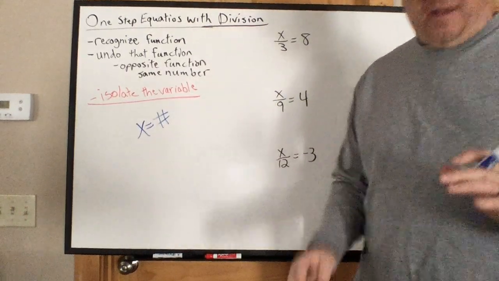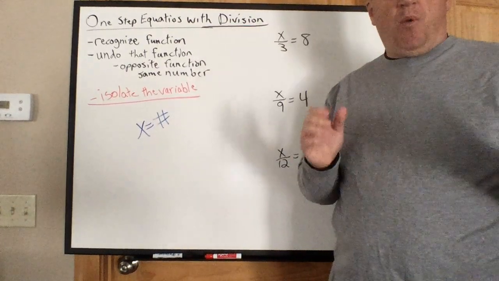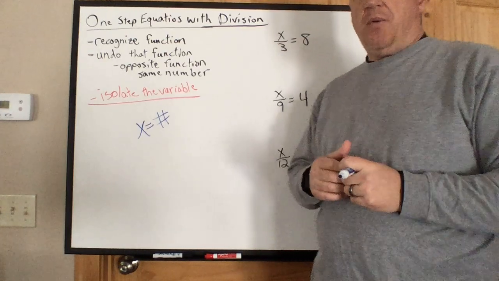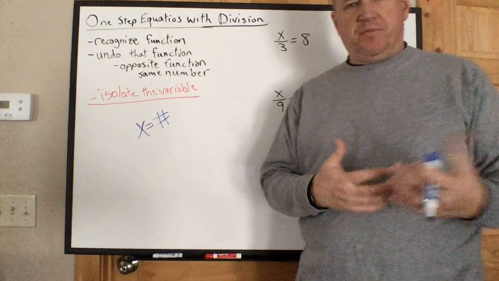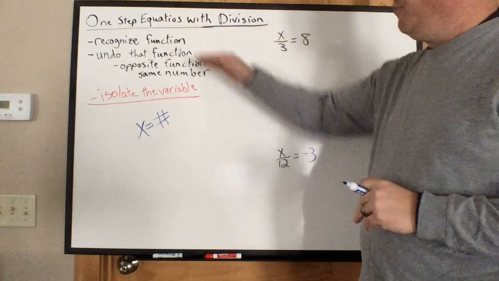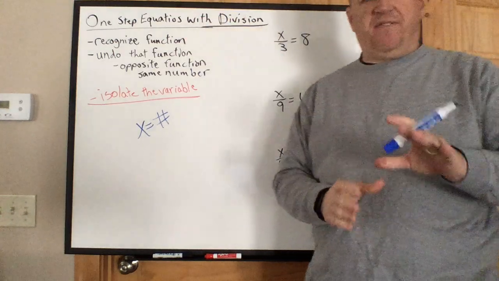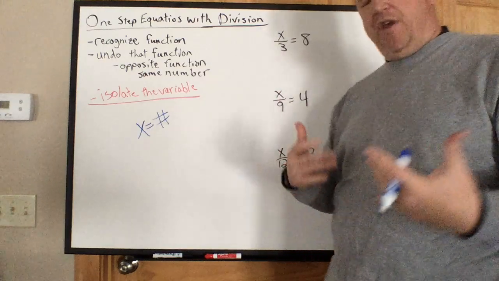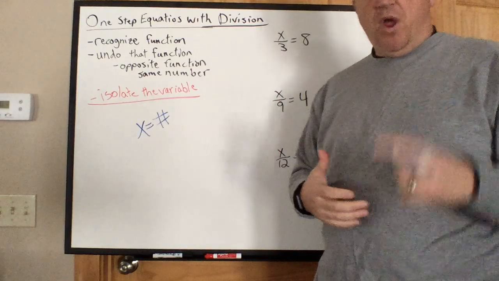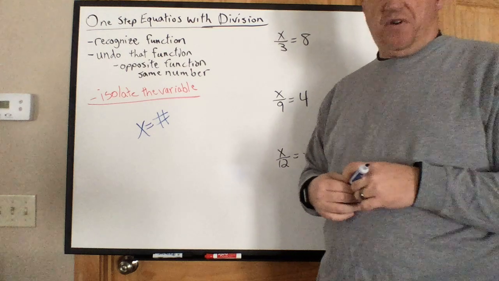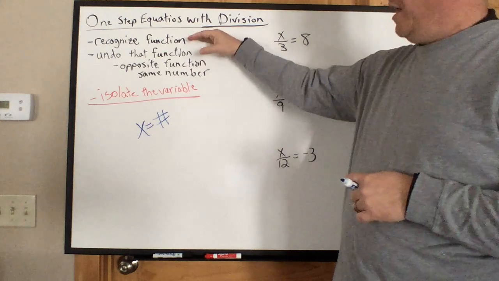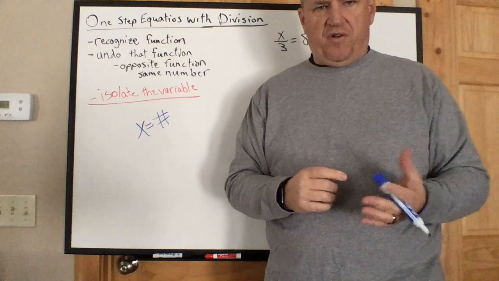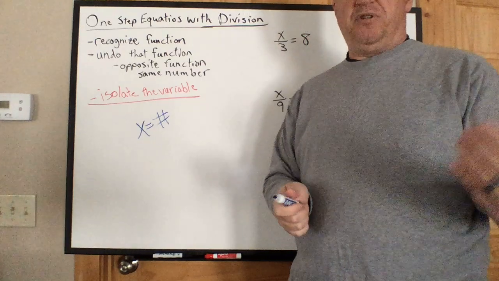Hey, in this video, we're going to talk about one-step equations that include division. As we've talked about in several other videos, the first thing you need to do is recognize what function you're dealing with. I'm telling you ahead of time in this particular video that all of the functions are division, but you need to be able to recognize what function you're dealing with. So recognize what function, and then you have to undo it by using the opposite function.